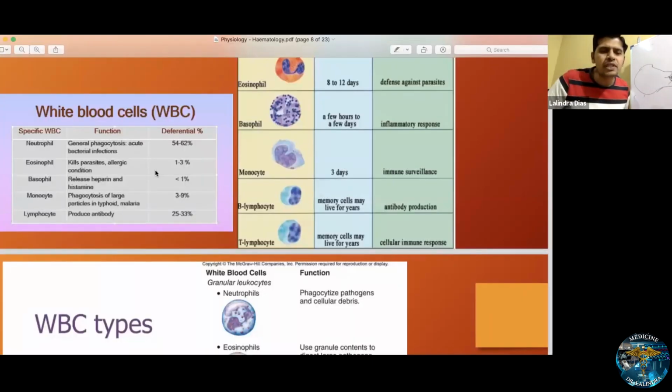Okay, so neutrophils, guys, is general phagocytosis and it's very important in acute bacterial infections. Right. Next cell type is eosinophils. They kill the parasites. Yes, correct. I told you guys, when you get a parasitic infection, your eosinophil count goes up, because the main role played by the eosinophils is killing of the parasites.